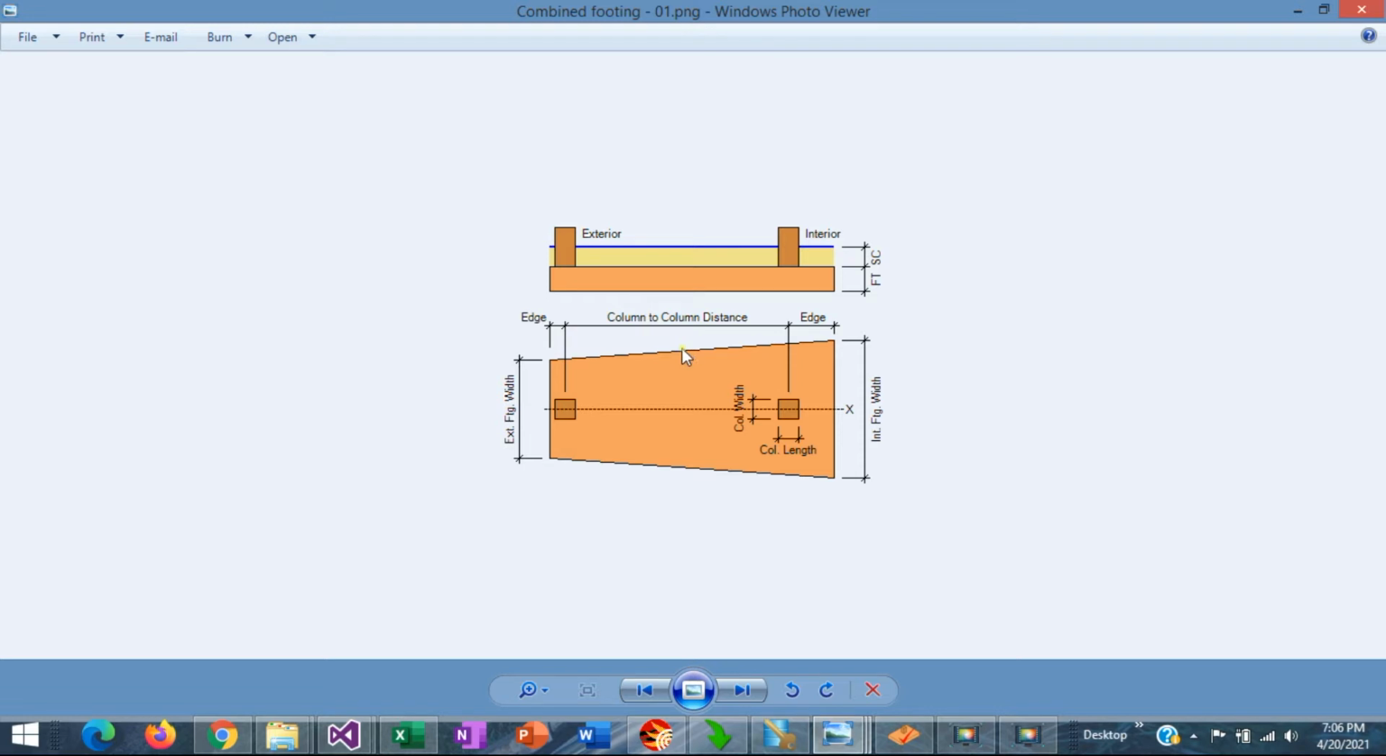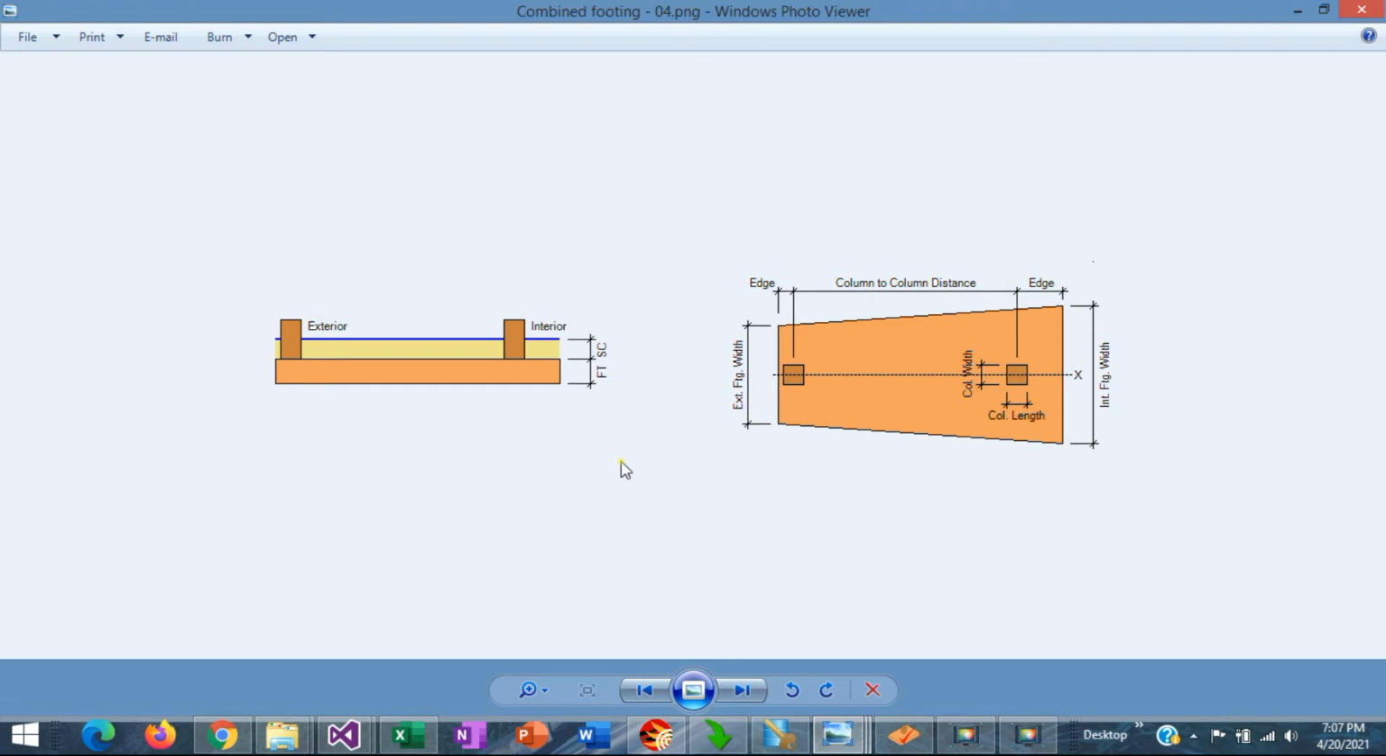The second scenario is when two columns are so close to each other in practice that individual spread footings in each column would overlap. In that case, it's better just to use a combined footing for both. But what are the factors that affect the footing geometry, the size, and the shape of the footing?